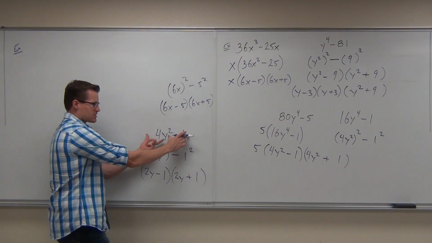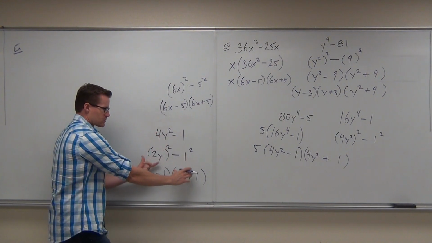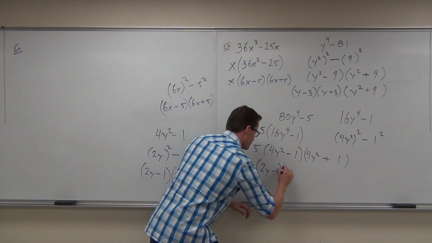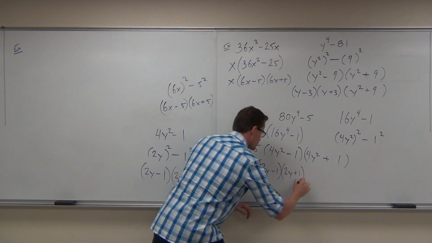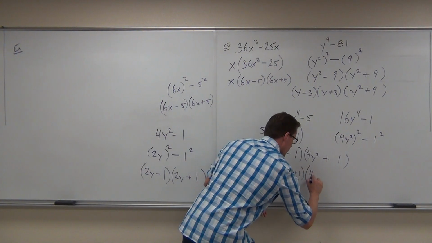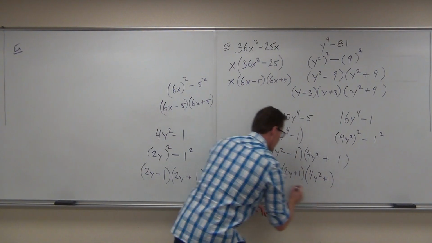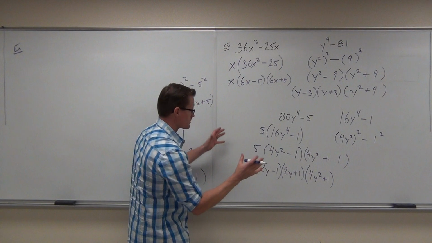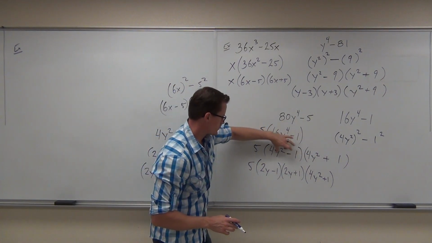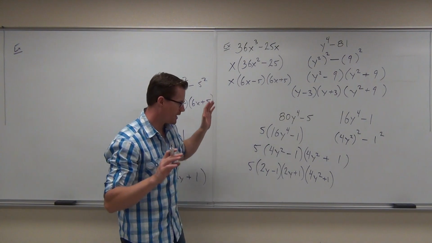I'm just going to take this and factor it right here. So 2y minus 1, 2y plus 1, that's just taking this and substituting. We keep our 4y squared plus 1, put the 5 out front. Let's make sure we haven't missed our 5. We factored this into two factors. We got all our factors, and we're completely done.